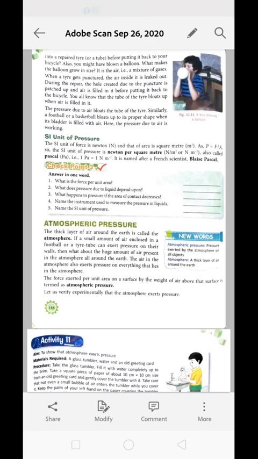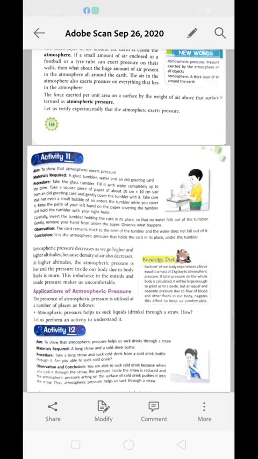The force exerted per unit area on a surface by the weight of air above the surface is termed atmospheric pressure. Or we can say the pressure exerted by the weight of the air on everything present on the earth's surface is called atmospheric pressure. We can understand it with the help of Activity 11.